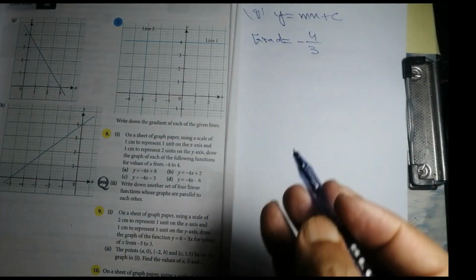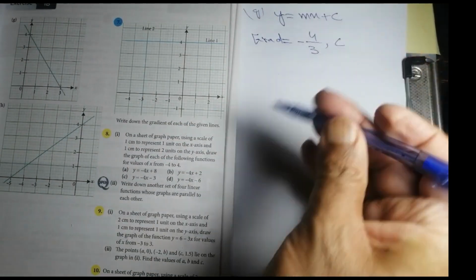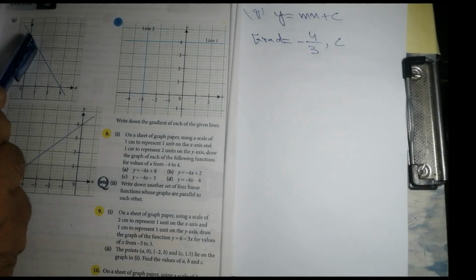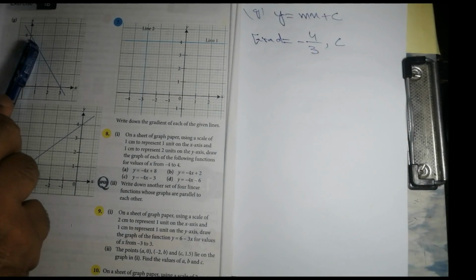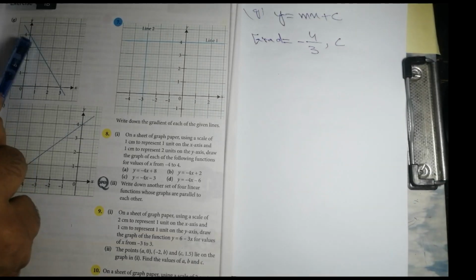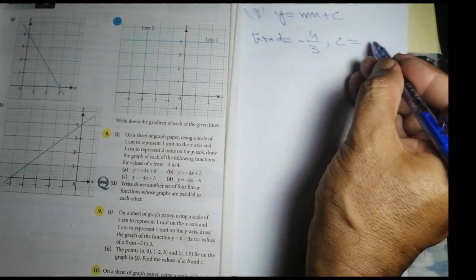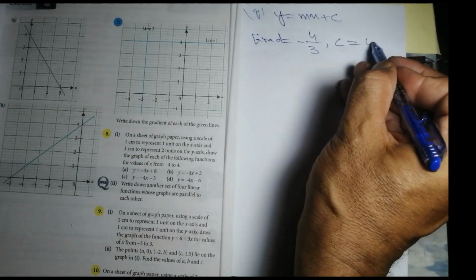And for the y-intercept, which is c, it will be on the y-axis. For this point, x is 0 and y is 4. So the coordinates of this point are 0, 4. So it means the y-intercept c is 4.